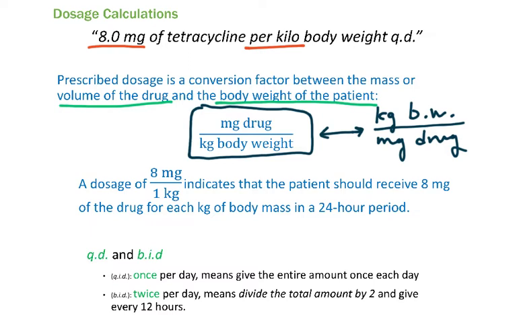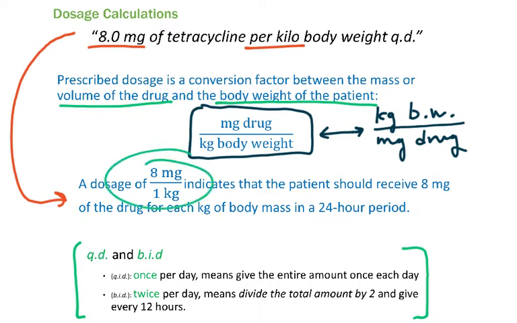In this particular question, 8 milligrams of tetracycline per kilo body weight QD indicates that a patient should receive 8 milligrams of the drug per each kilogram of body mass in a 24-hour period. So a couple of abbreviations: QD or BID. QD would be once a day, right? So the entire 8 milligrams per kilogram one time a day. Or BID would be twice a day, divide the total amount by 2 and give every 12 hours.